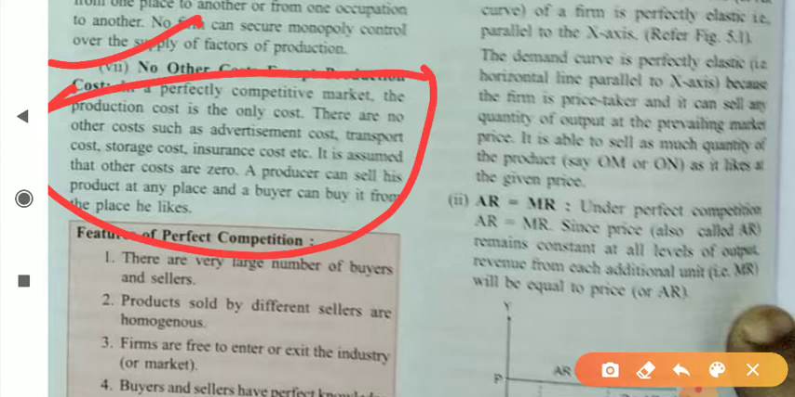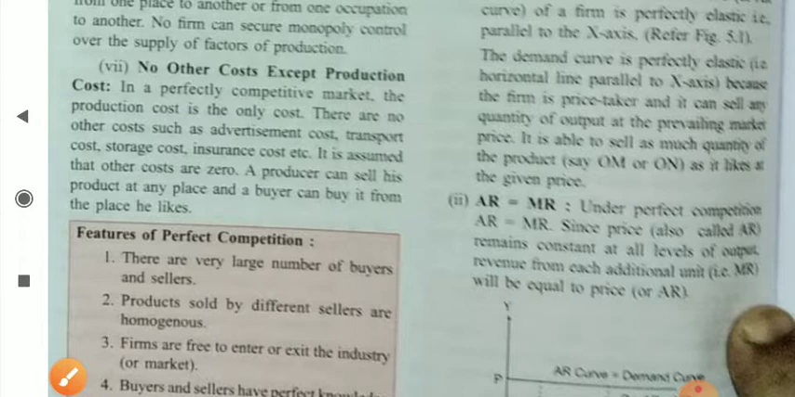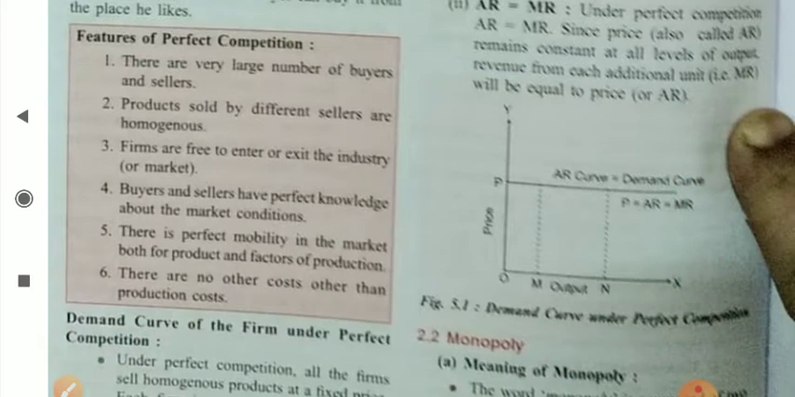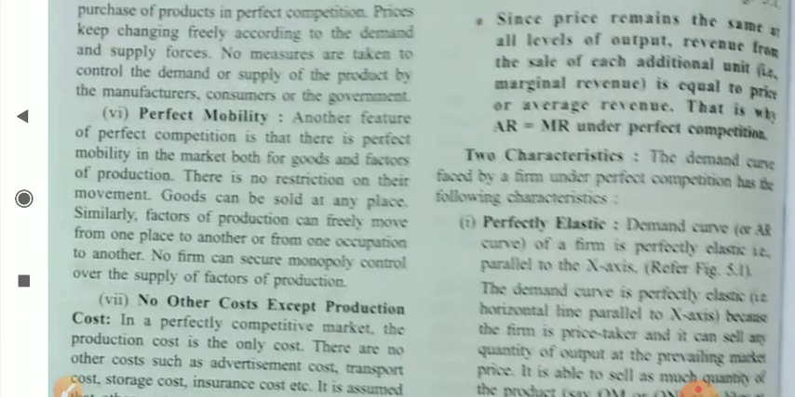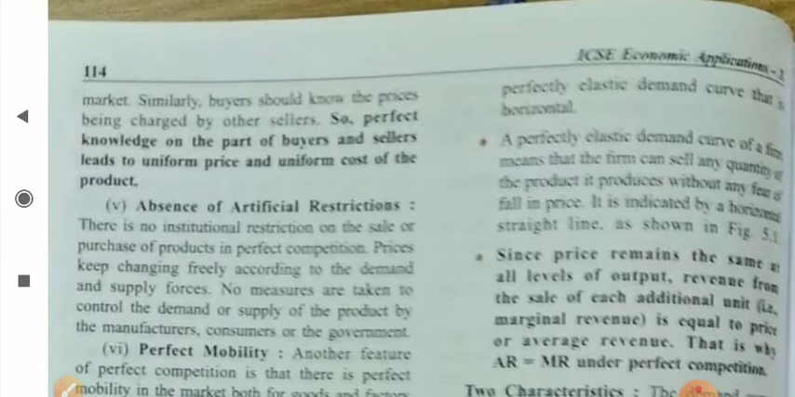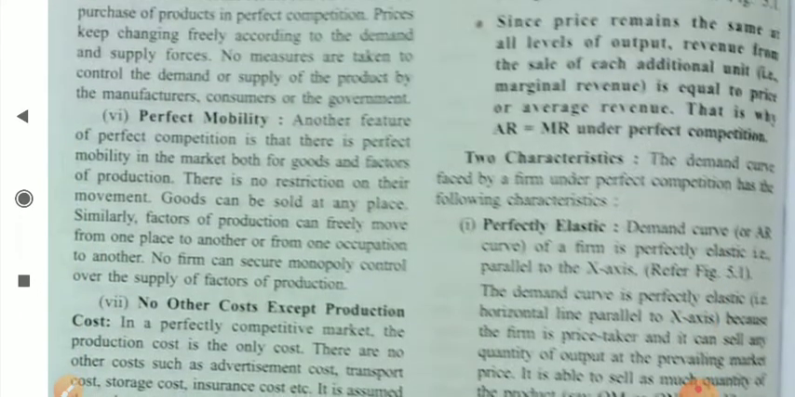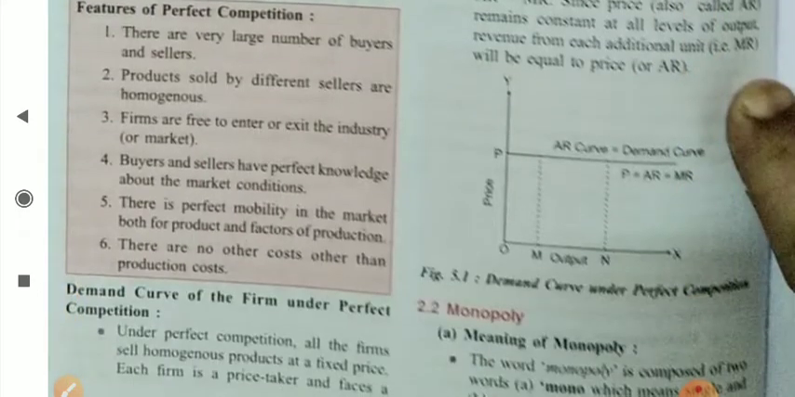A producer can sell his product at any place, or a buyer can buy it from the place he likes. So there is no other cost in this type of market. There is only the production cost in perfect competition. So these are the 6 features of perfect competition. Okay, dear student, I hope you will understand all these now.